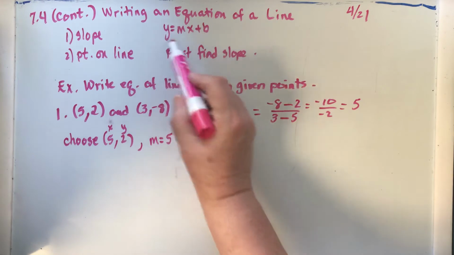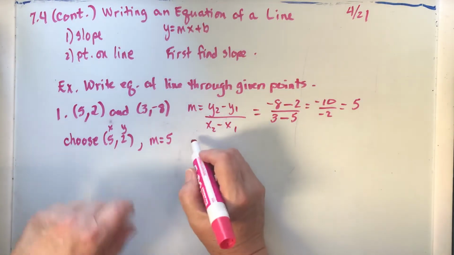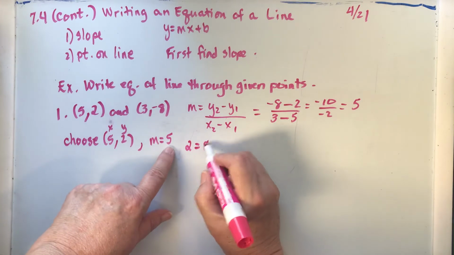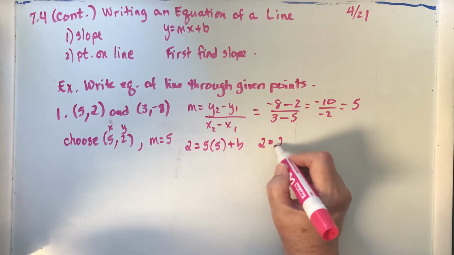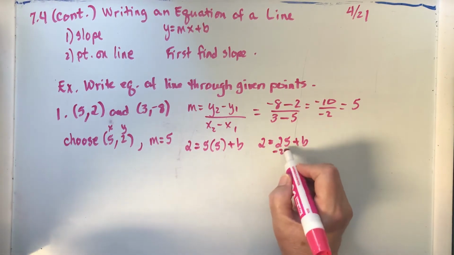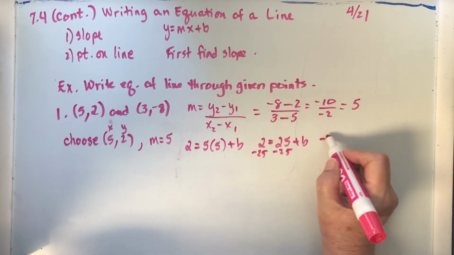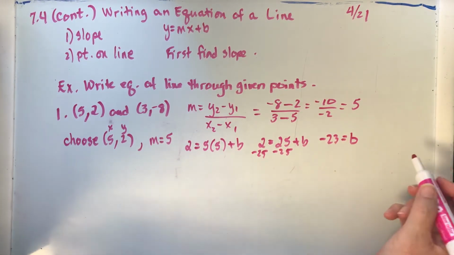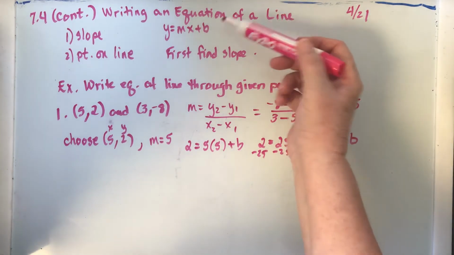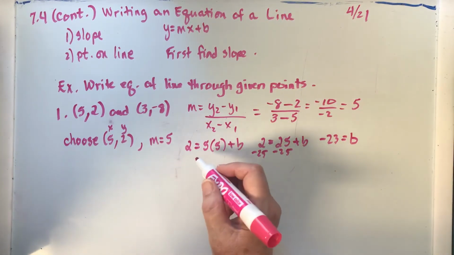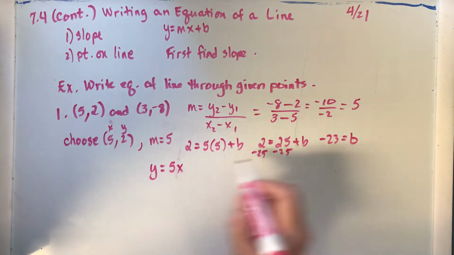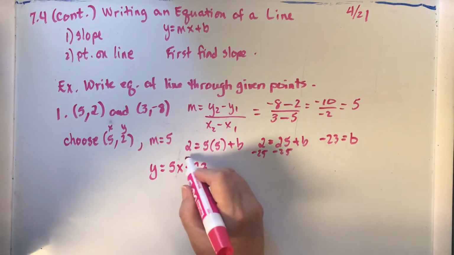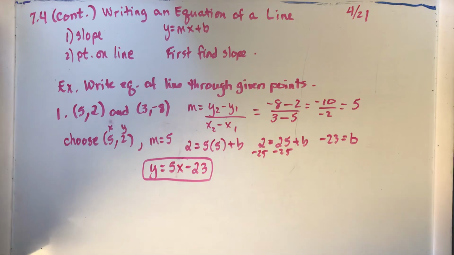So we're plugging it into this formula, y equals mx plus b. So y is 2, m is 5, x is also 5, plus b. That gives us 2 equals 25 plus b. When we subtract 25 from both sides, we have -23 equals b. Now for the equation of our line, we go back to y equals mx plus b, and we only fill in the m and the b. So we get y equals our m, which was 5x, and our b is -23. So y equals 5x minus 23.